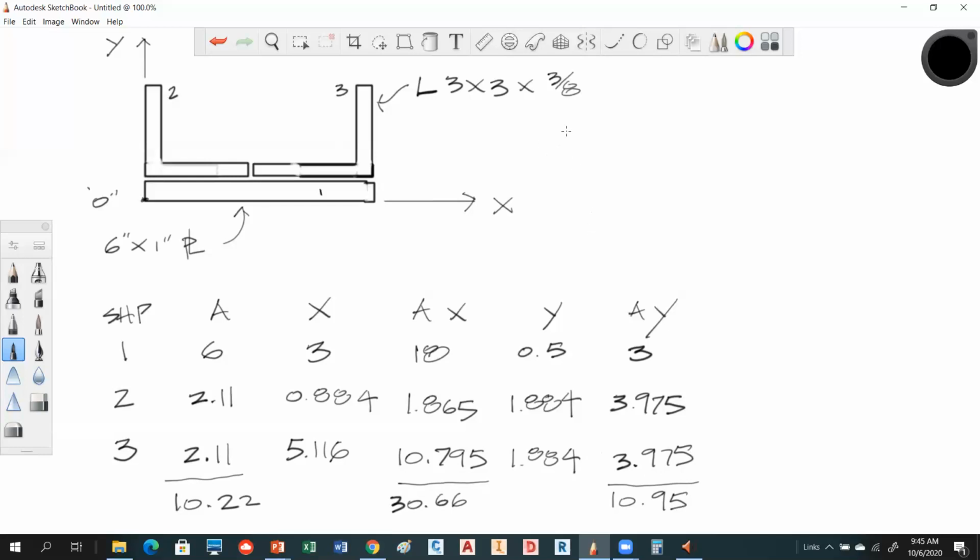No. So to get the centroid, x bar is the sum of the Axs divided by the sum of the areas. Sum of Ax is 30.66 divided by 10.22.